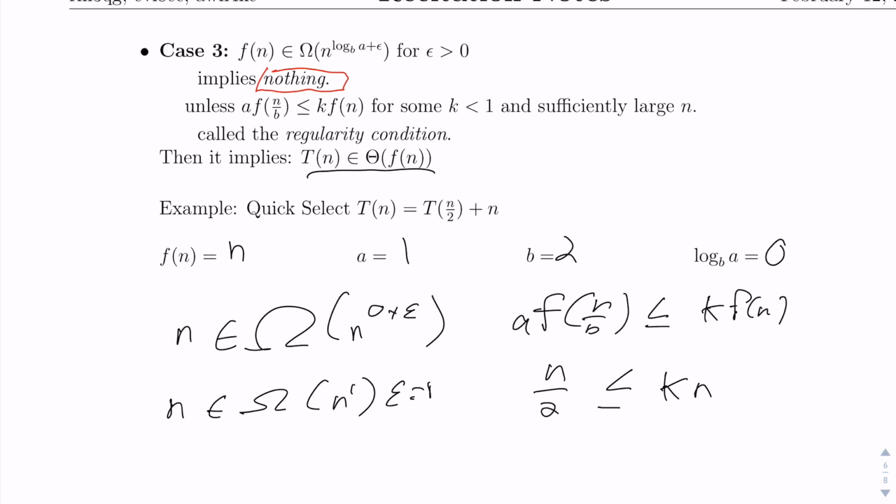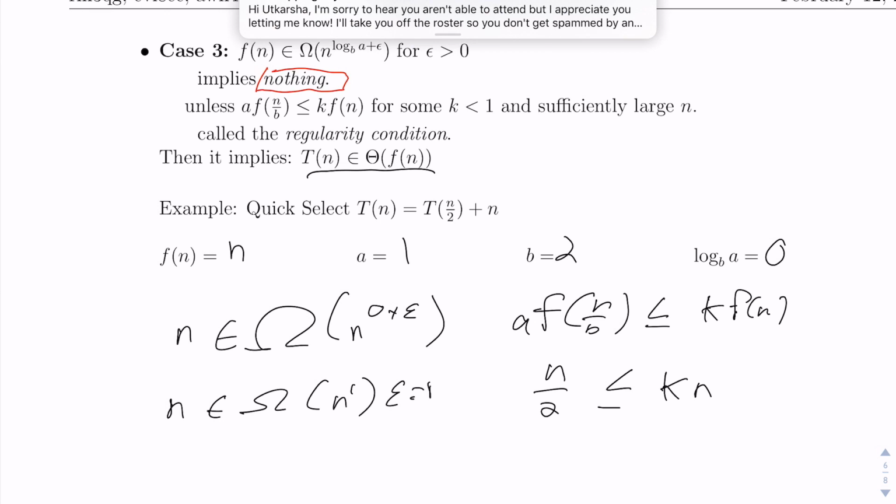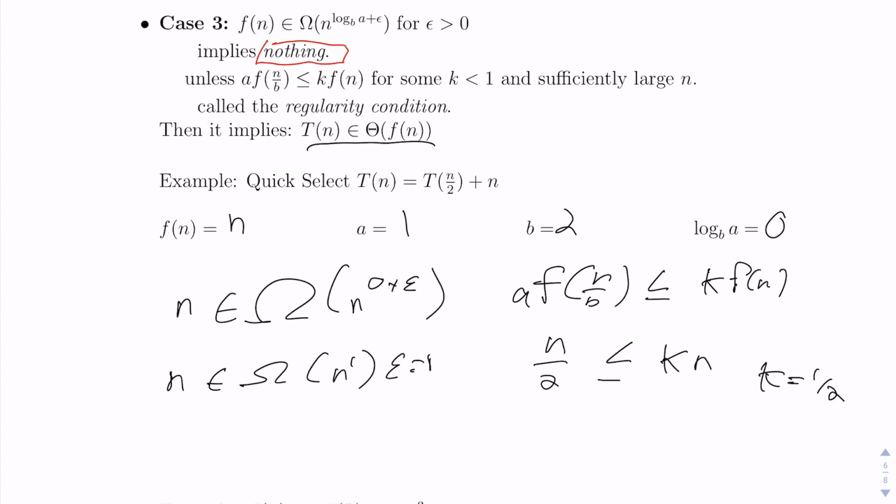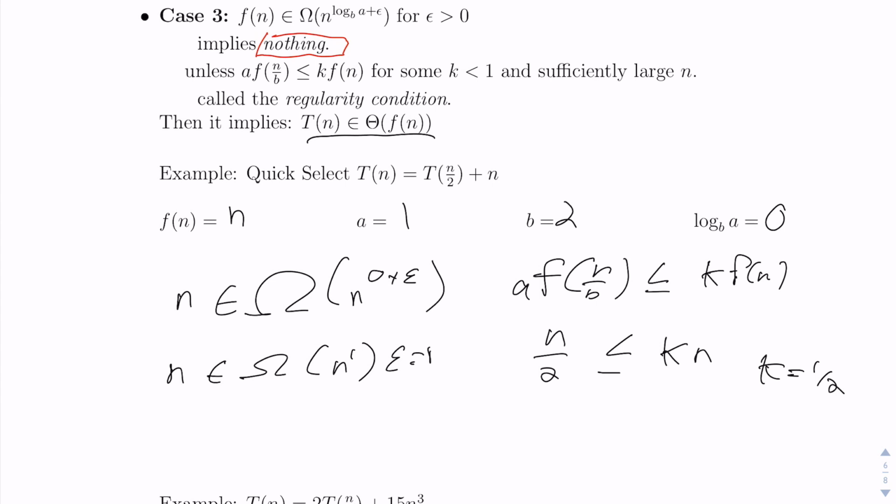Okay, but so can I pick 2? Why? It has to be less than 1. Right, so in this example, I can pick any k between 1/2 and 1. Sorry, 1/2 and 1. Let's just say k equals 1/2. Now we have n over 2 is less than or equal to n over 2.